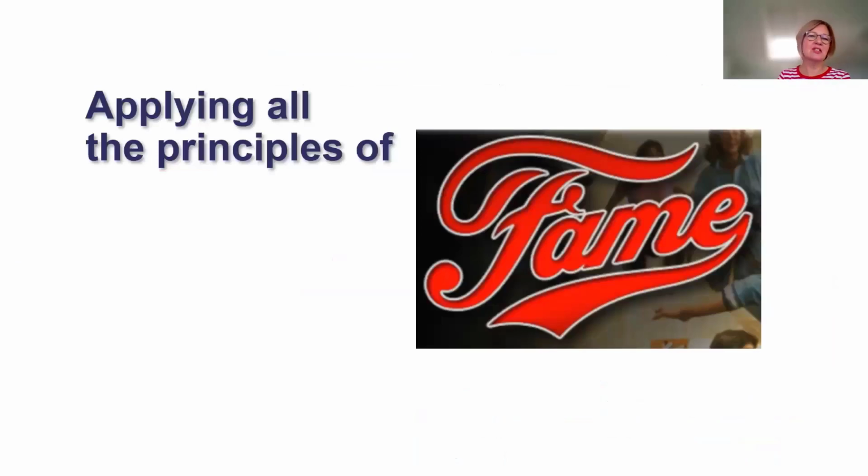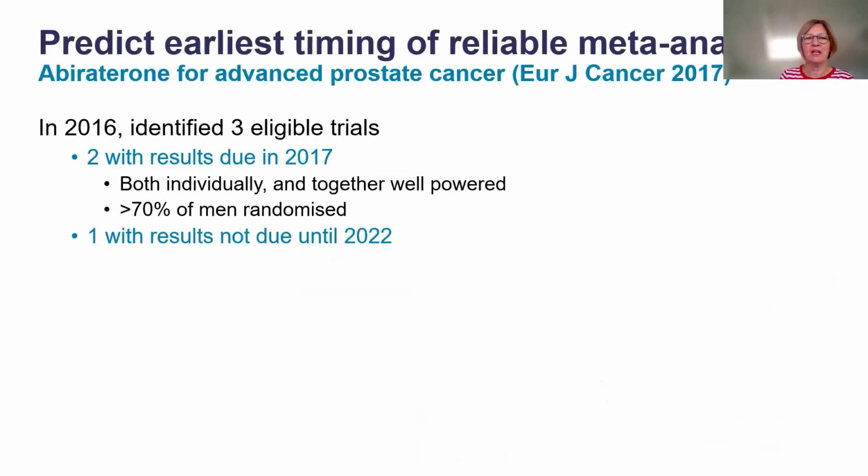So what I wanted to do now is show you a few examples where we've used all the FAME principles, mainly in prostate cancer. So take this first example. How did we predict the earliest timing of reliable meta-analysis? Well, we started in 2016 and identified 3 eligible trials.